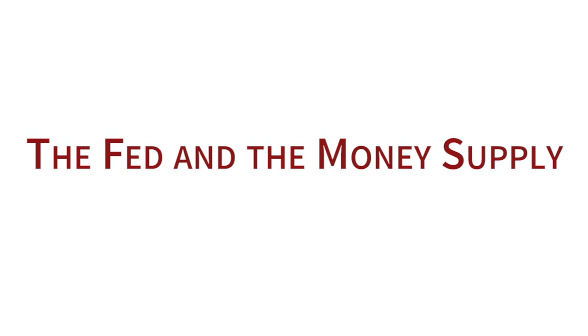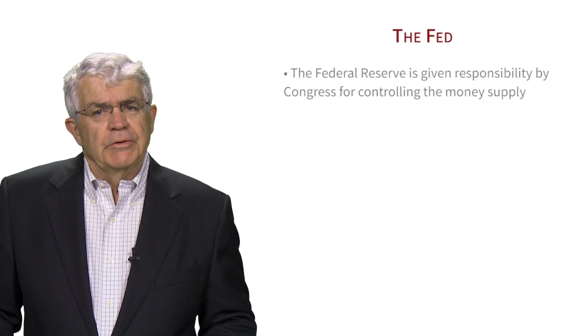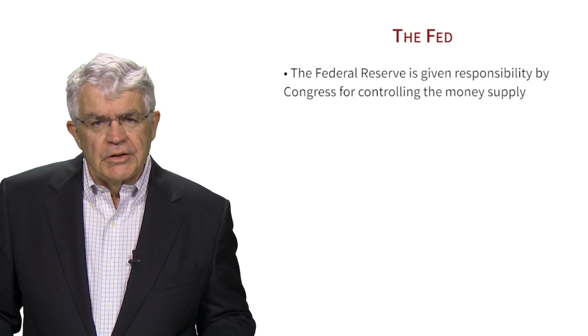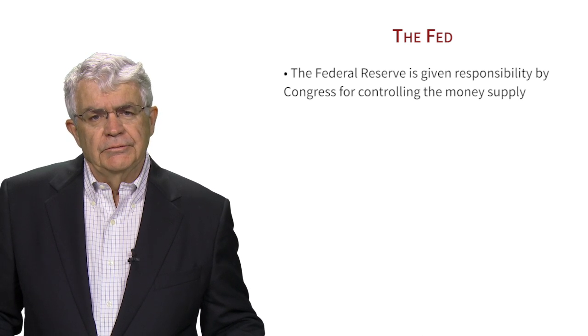Now we're going to consider how the Fed or any other central bank can control the amount of money in the economy, can control the money supply. So first of all, what is the Fed? Well, the Fed, more formally the Federal Reserve, is an organization that's given responsibility by the Congress, set up by the Congress in 1913, and its purpose is to control the money supply in broad terms.